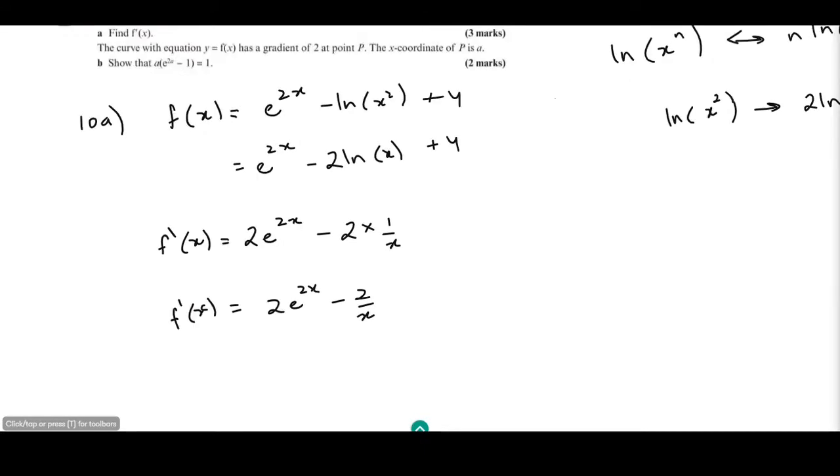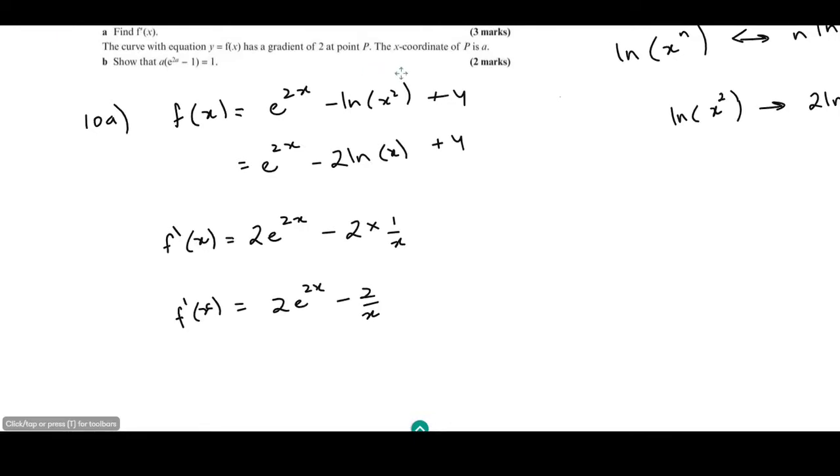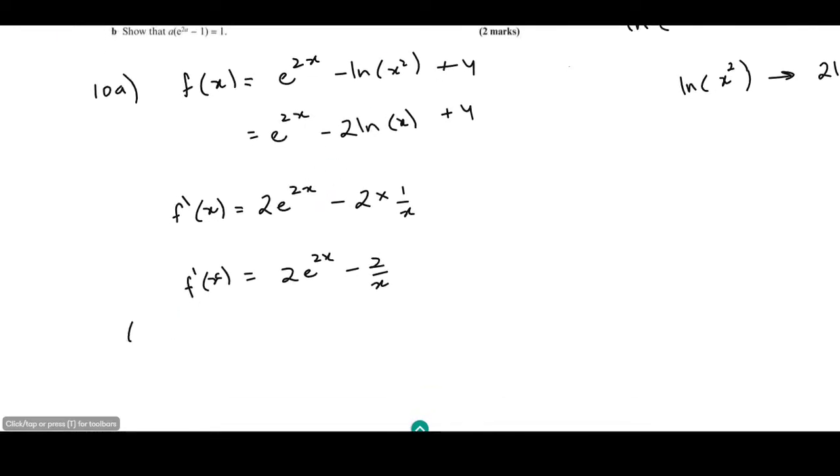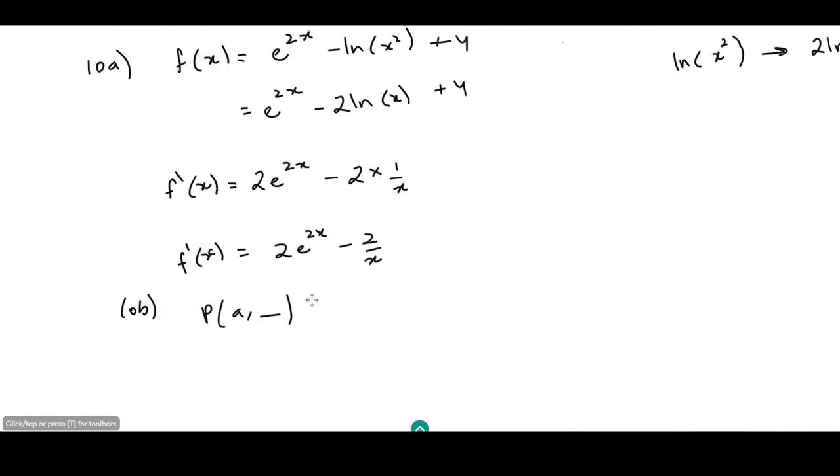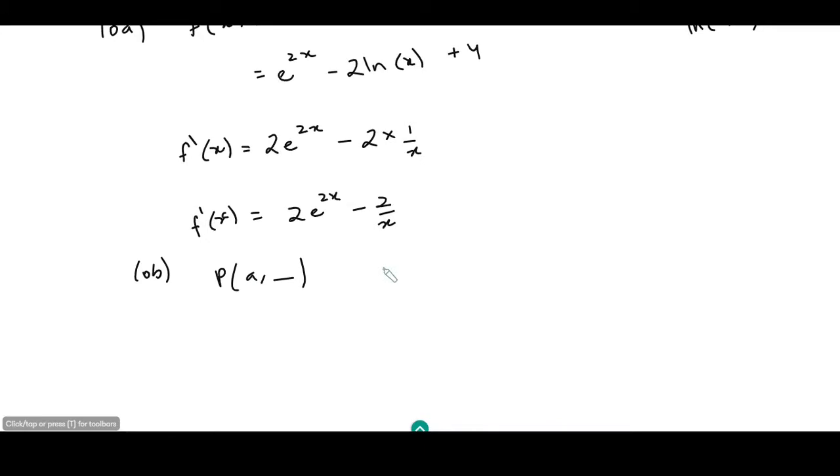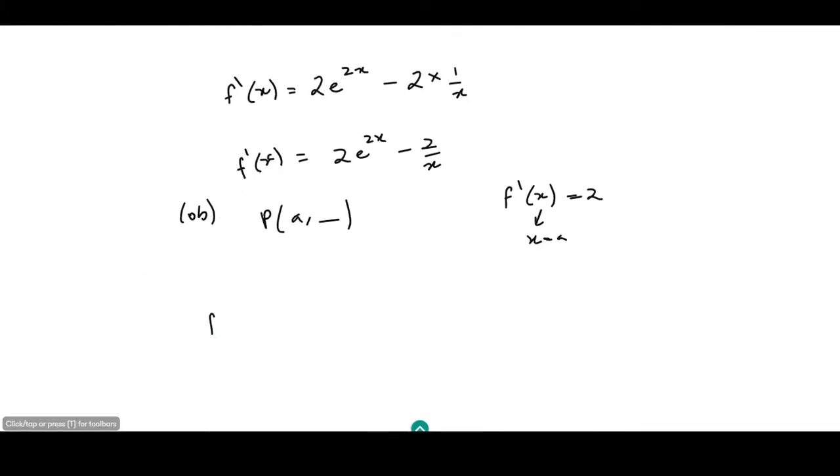Okay, so 10b. The curve with the equation y equals f of x has a gradient of 2 at the point P. The x-coordinate of P is a. So we know that P has x-coordinate a, and we don't need the y-coordinate in this case. We know that the gradient m is 2. In other words, f dash of x is 2 at the point where x equals a. So we know that f dash of a must equal 2.